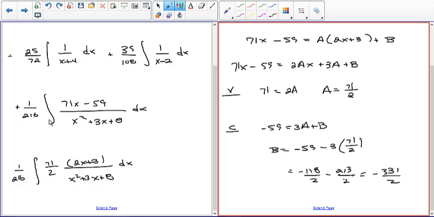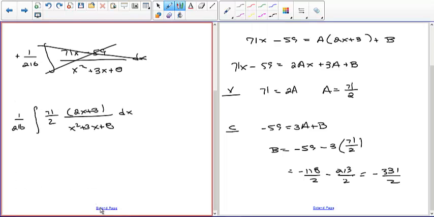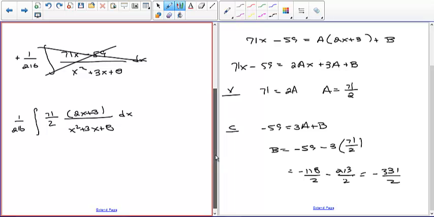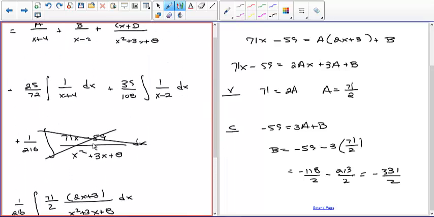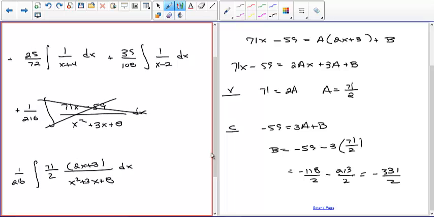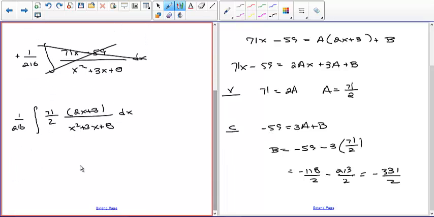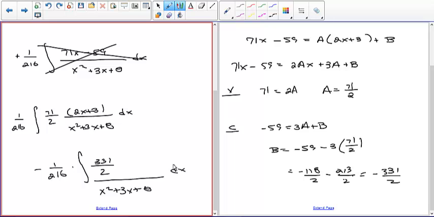And then, so what we're doing is we're replacing this with these two terms. And then you're going to have the next part, which is, you got a negative sign somewhere here, right? Negative, yeah. Except we already have it here, so we don't have to worry about it. We're not going to do it twice. So you'll have 1 over 216 times the integral of, there's a negative sign there, 331 over 2 divided by x squared plus 3x plus 8 dx. Is that right? I think so.